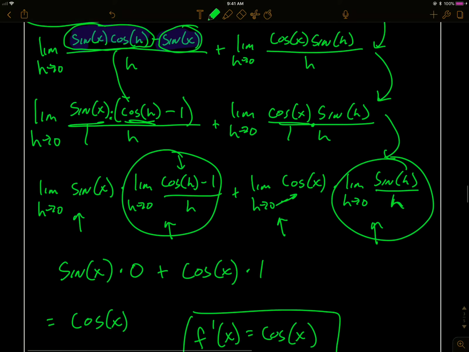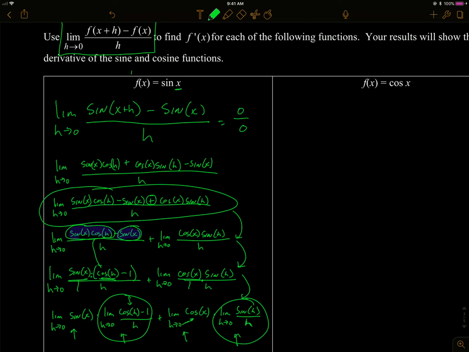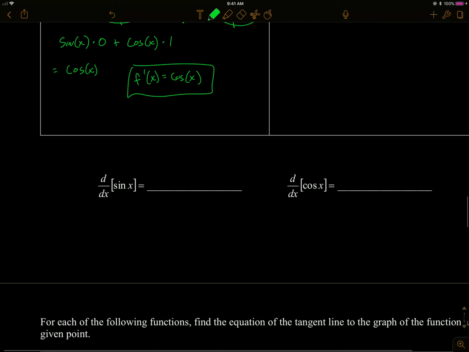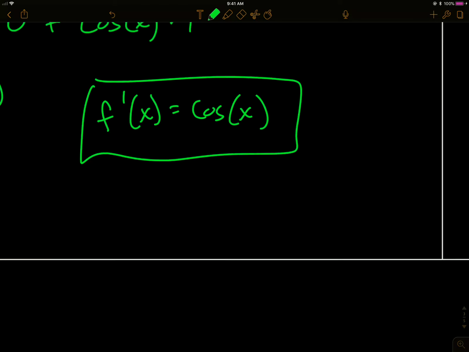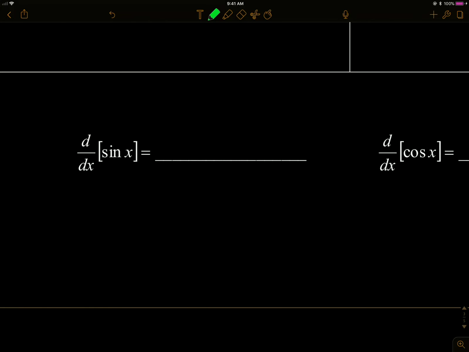That's a rule that we're going to just remember, that if our function is sine of x, our derivative is cosine of x. So remember, this is a verb. It means what's the derivative of sine of x? It's equal to cosine of x.